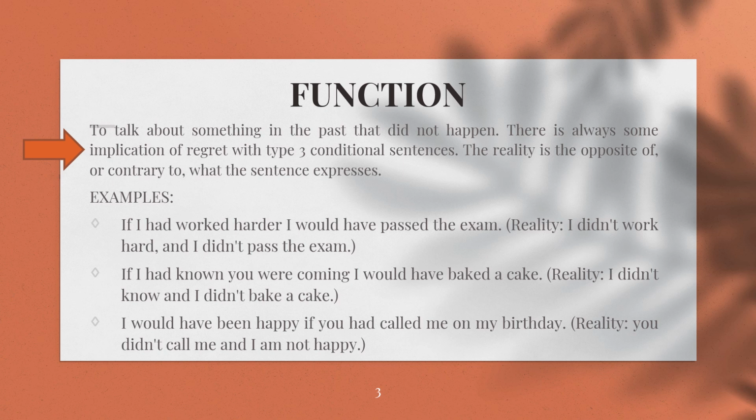Let's see the example. If I had worked harder, I would have passed the exam. If, and then subject I, had, plus verb 3 worked, and then for the main clause we have subject I, would have, plus verb 3 passed. If I had worked harder, I would have passed the exam. The meaning or the reality, I didn't work hard and I didn't pass the exam. So there is like a regret.